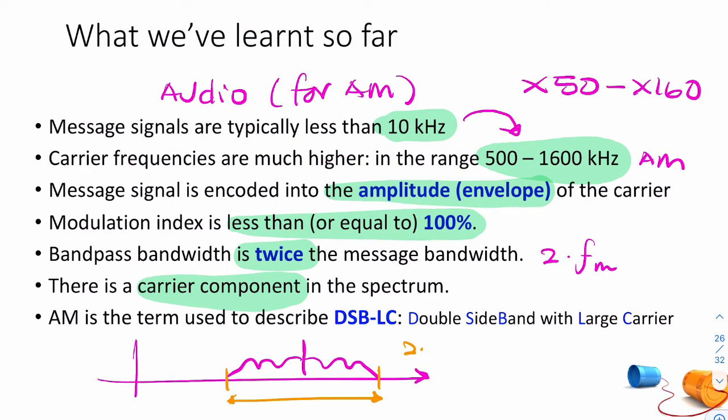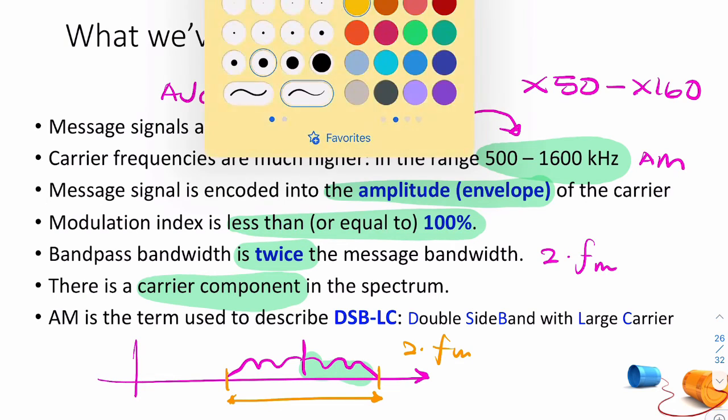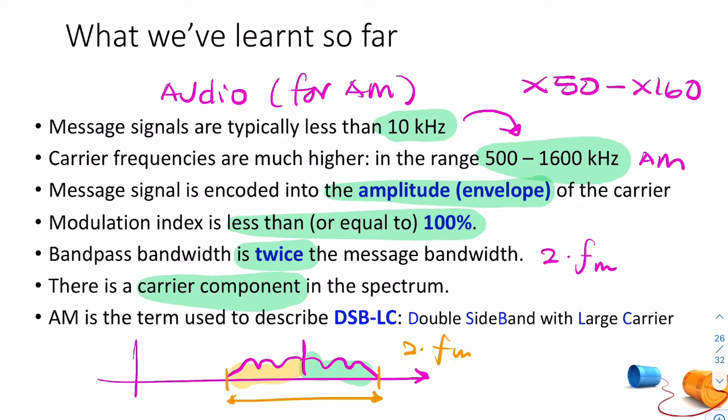So that's 2 times FM. This is your upper sideband, and that is your lower sideband. And that in the middle, that's your carrier component. And because we have a carrier component, we call this DSB-LC. That stands for double sideband. That's 1, 2. That's the word double. Double sideband with large carrier. That's a large carrier. It actually exists in the spectrum. So all modulation involves the carrier, but not all modulation schemes will have a carrier component in the spectrum.